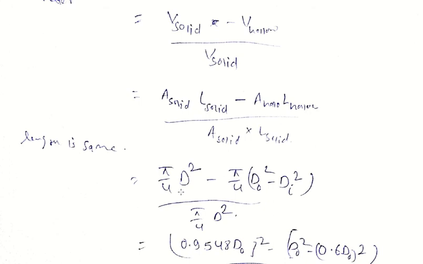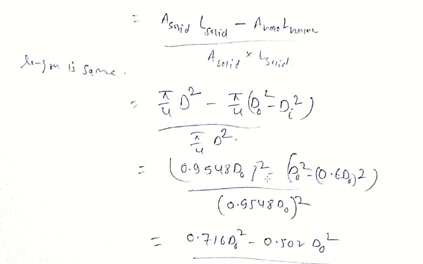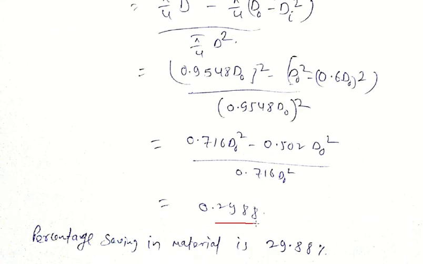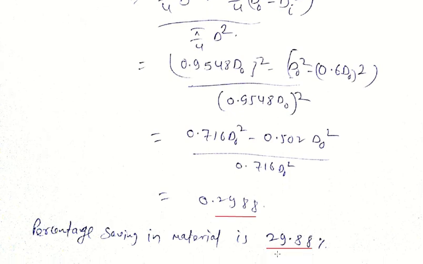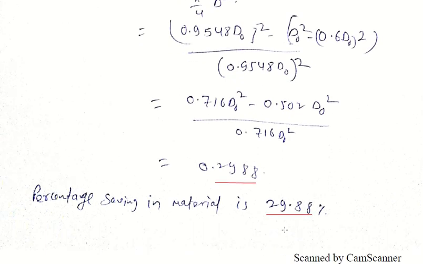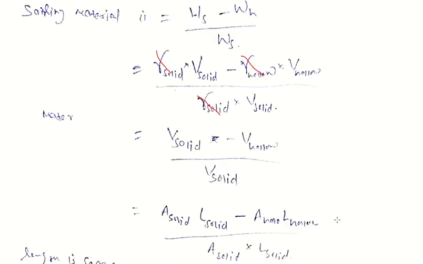We put the d values and d inner values in terms of d outer. So here we put the values and after calculation it gives 0.2988 into 100, that means 29.88%. The material is saved by 29.88%. I hope you understand this problem.